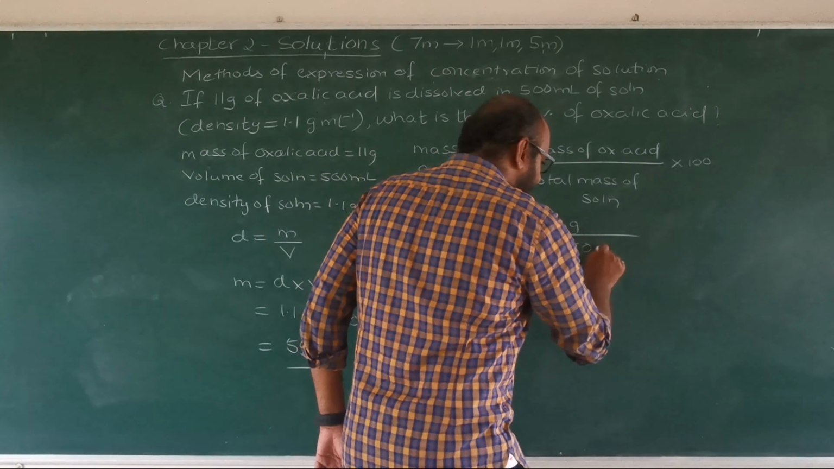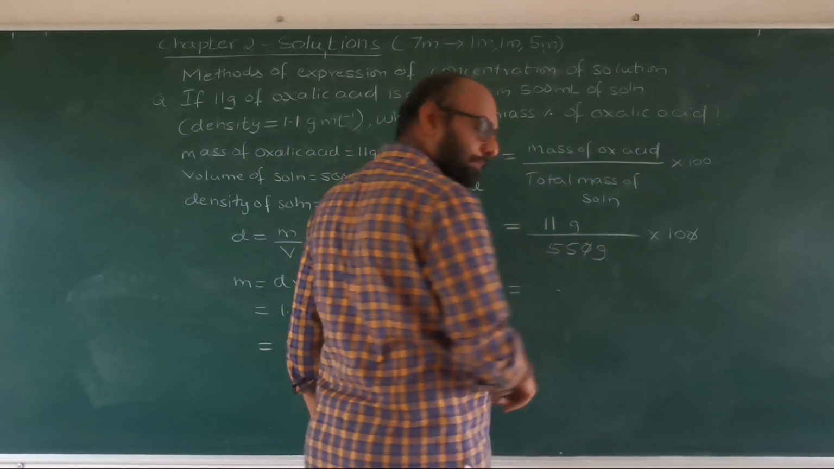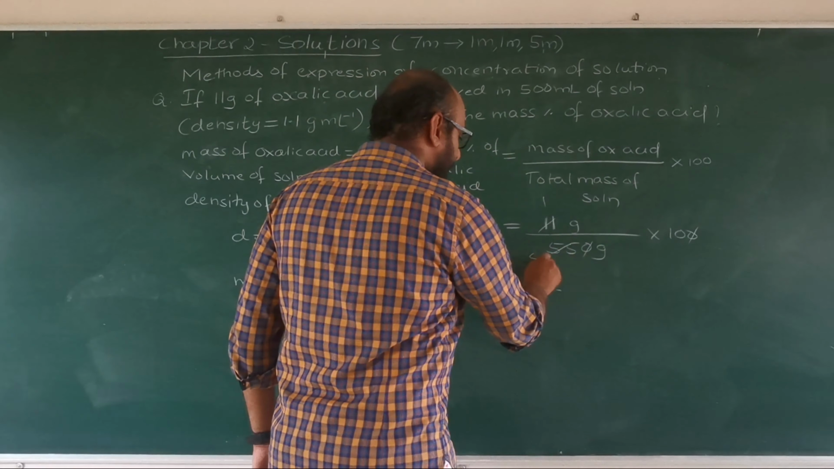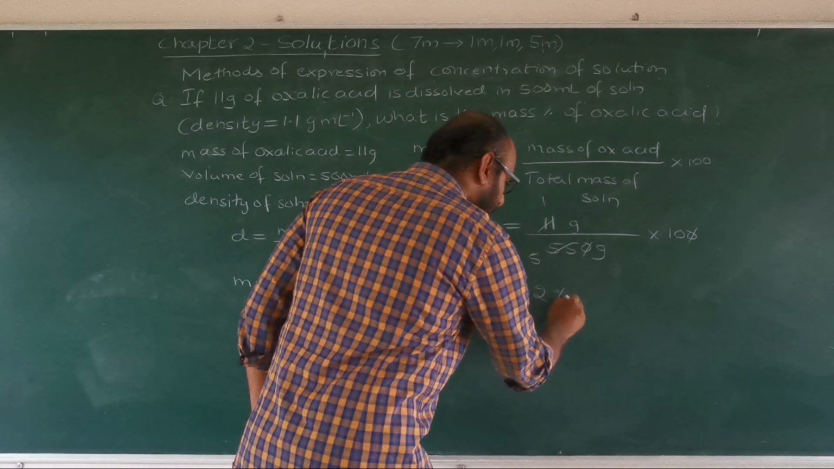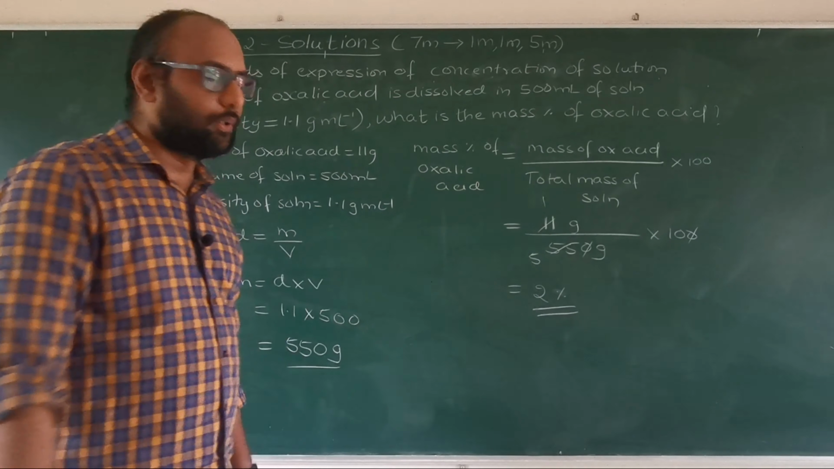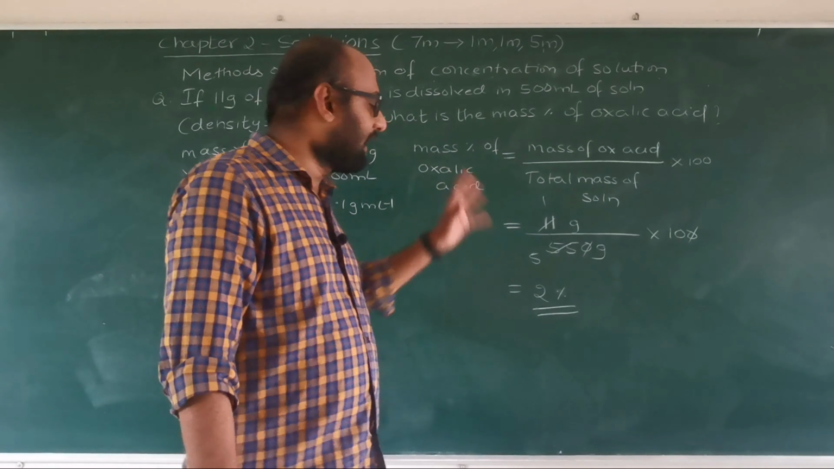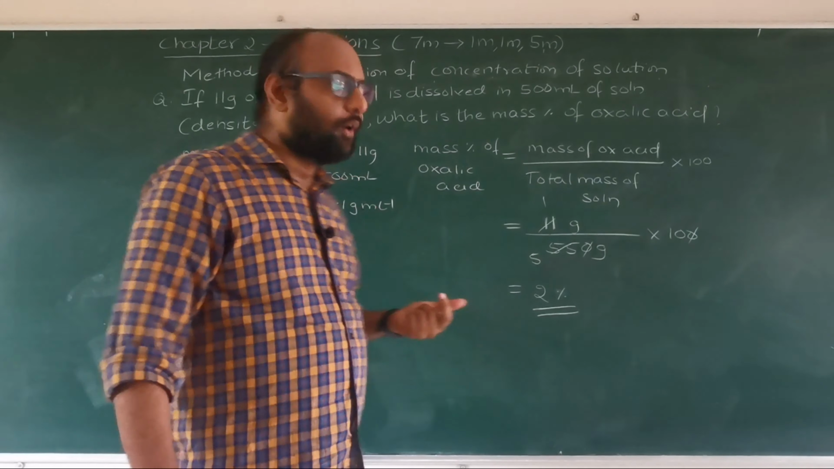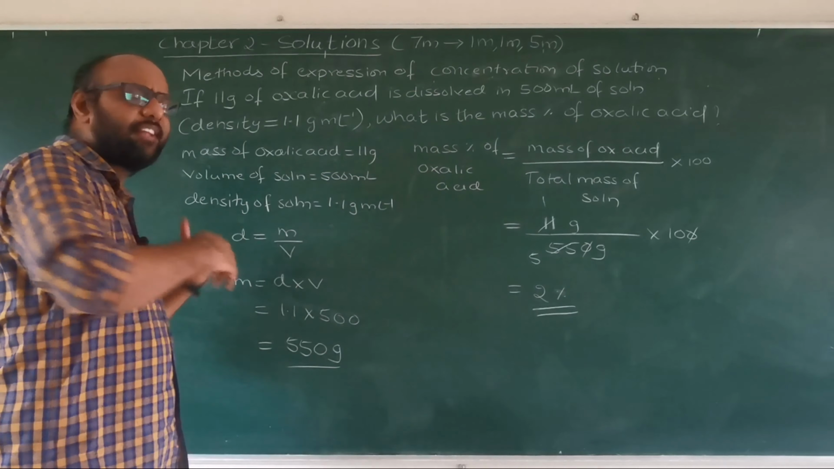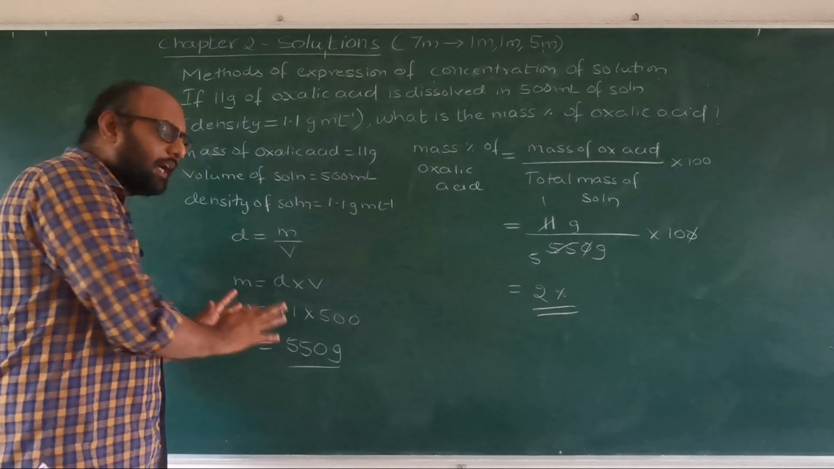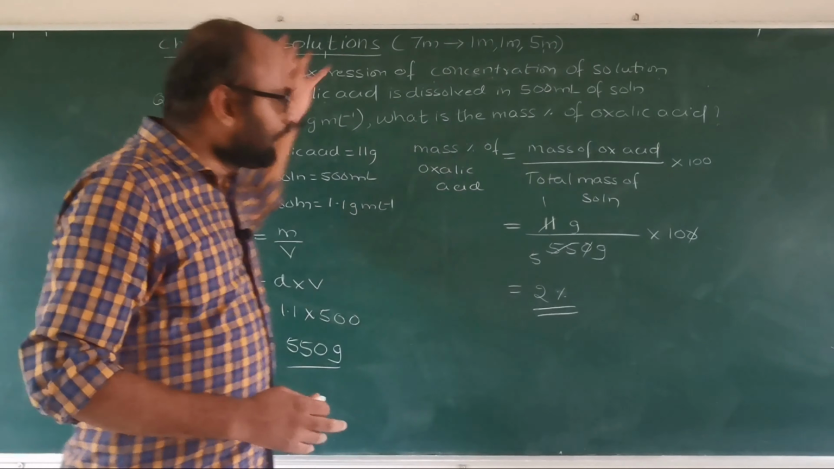Now this gets cancelled here, 11 ones are 11, 11 fives are 55. Now 10 by 5, that is 2%. Now this is the mass percentage of oxalic acid which is present in the given solution. So this is how you have to calculate. If total mass of the solution is not given, obviously volume and density will be given. Using volume and density of the solution, you can calculate the mass of the solution and you can use it in the formula.